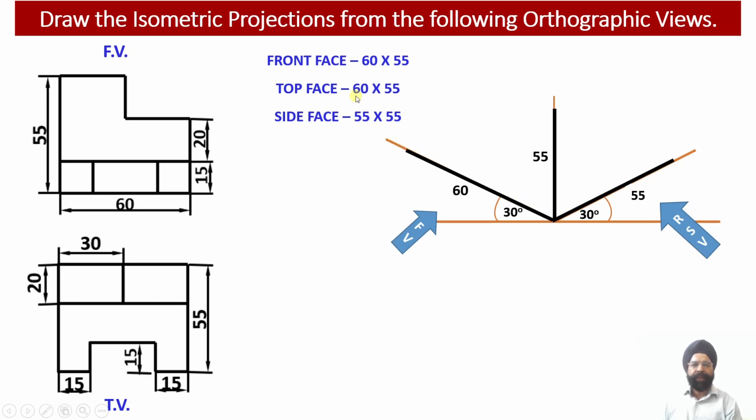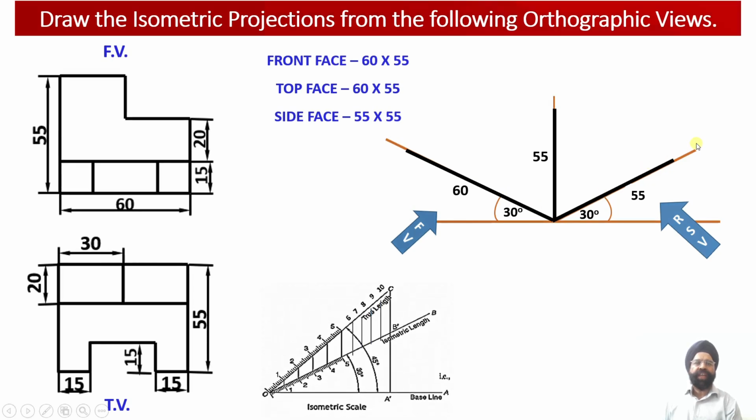We know that the dimensions of the top face are 60 millimeter by 55 millimeter. So 60 millimeter is drawn along the isometric x-axis, that is the length of the solid, and 55 millimeter, the width of the solid, is drawn along the z-axis. So this is going to be the location of the base of this particular solid, which will be along the XZ plane.